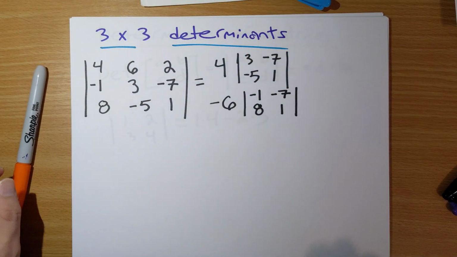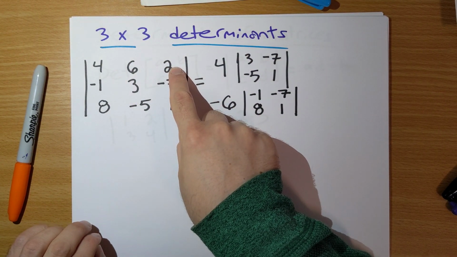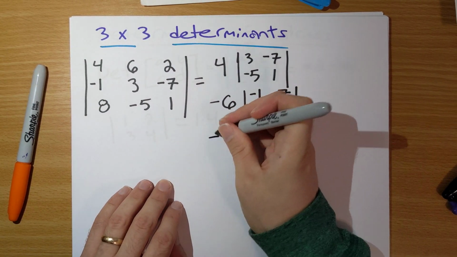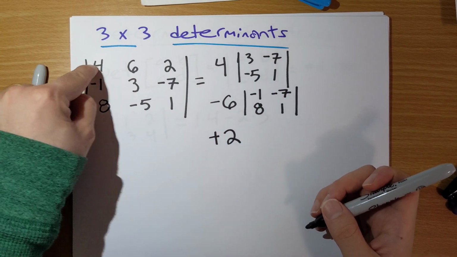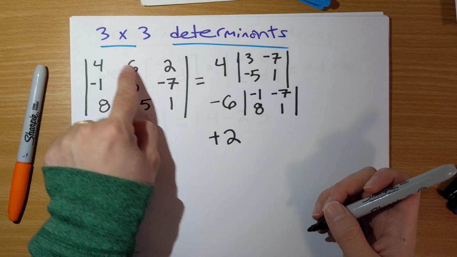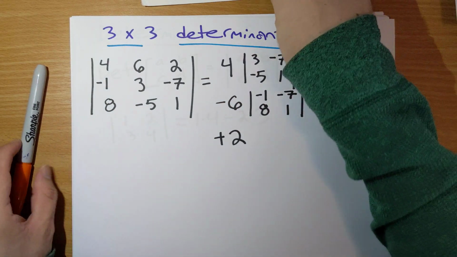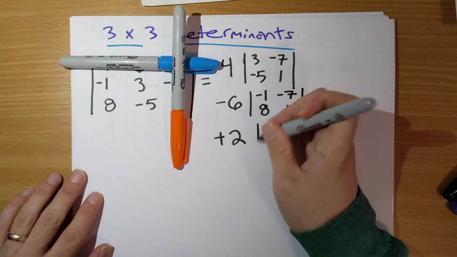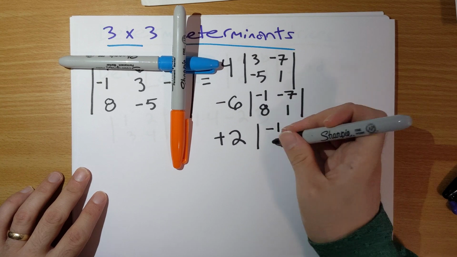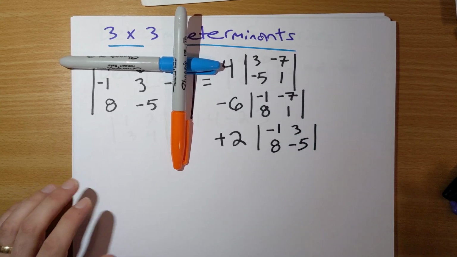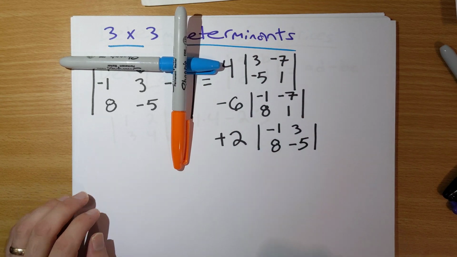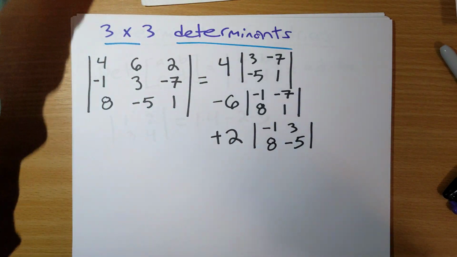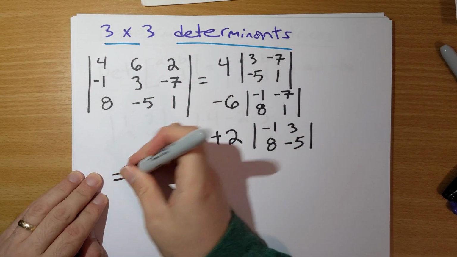And then one last time, we're going to take the final entry in the top row, this 2 here. And so it's going to be plus 2. So the signs go plus 4, minus 6, plus 2. This middle entry comes with a minus sign. Cross out the row and column corresponding to that. We see 4 entries left there. Take the 2 by 2 determinant right there. Okay, so this is how we're going to find the 3 by 3 determinant in terms of 2 by 2 determinants.